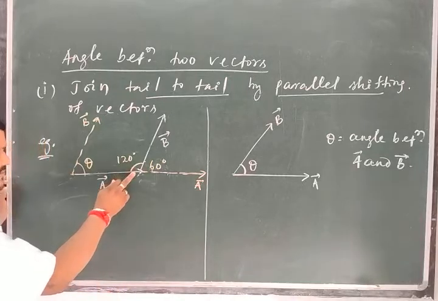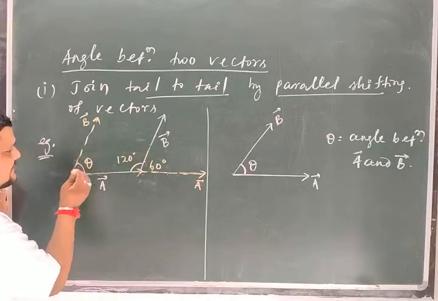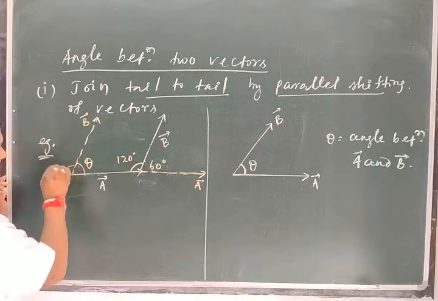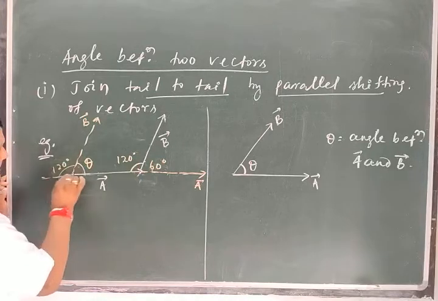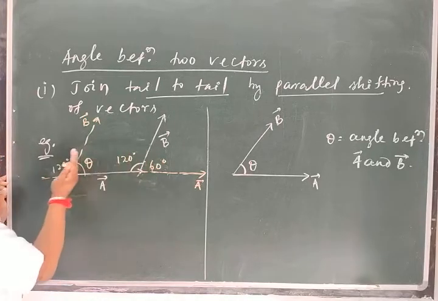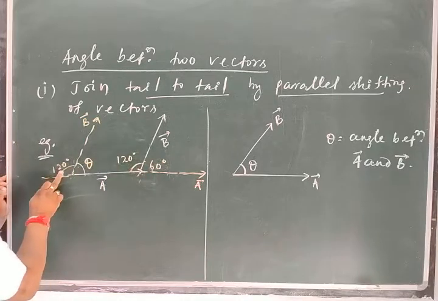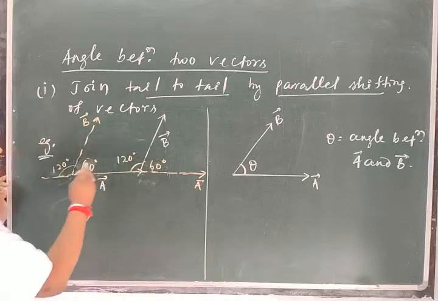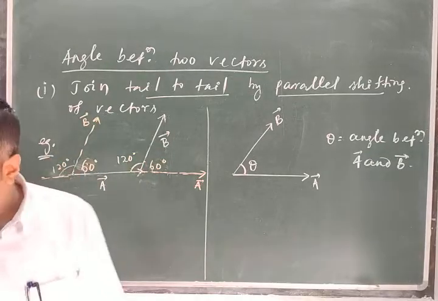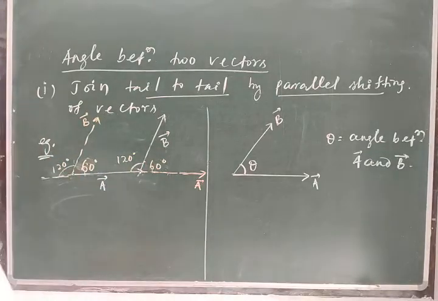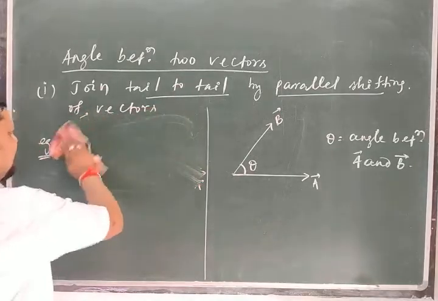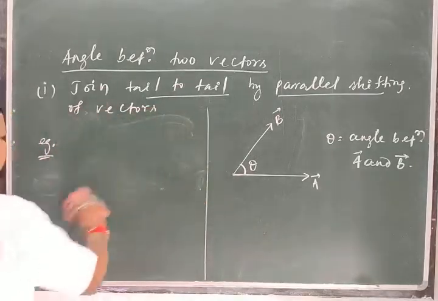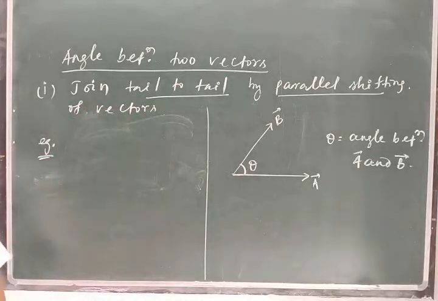Or if this is 120, and I shift like this, then this is 120, this is 120, because this is the parallel shifting. What is this angle? This is the same angle. So how much will this be? This will be 60. You are getting the same result, by shifting A or by shifting B. Clear? Now suppose another case is given, like this.